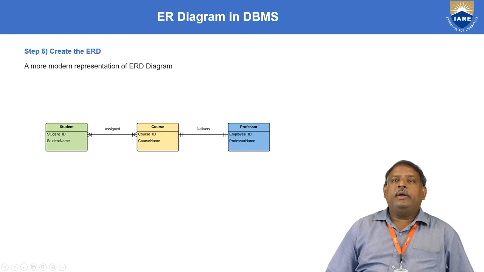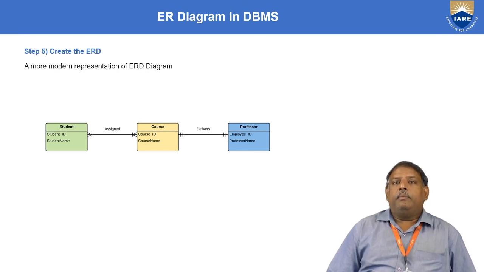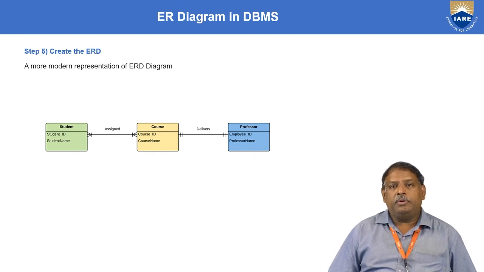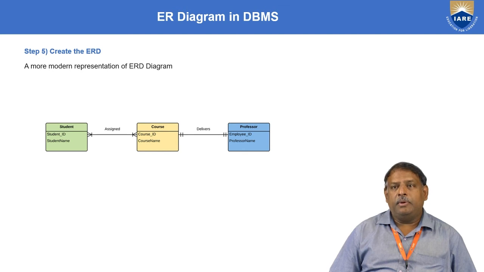Now, the steps to create a more modern representation of the ER diagram would be like this. Student, having two attributes, student ID and student name, is assigned to a course with course ID and course name, and the professor will deliver the course.